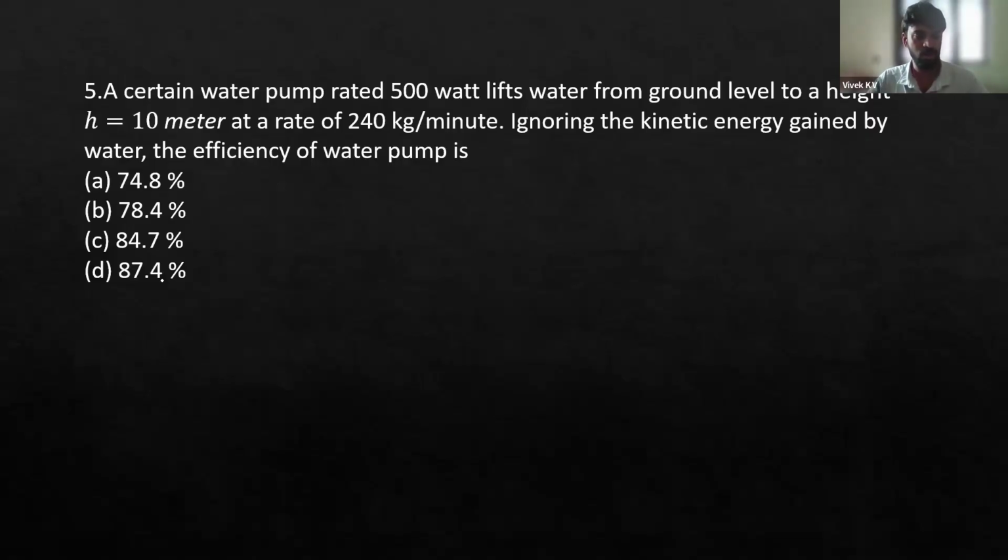Okay. So now moving on to our next question. Here we have to calculate, it is given that a certain water pump is rated 500 watt. So I'm writing the power immediately. So the power of the water pump is given as 500 watt. It lifts water from ground level to a height h of 10 meters. So we know the pump is used to lift or increase the height of water. Okay, so at a rate of 240 kilogram per minute. Okay, so this is actually the mass flow rate.